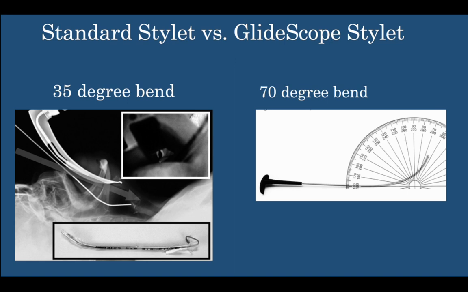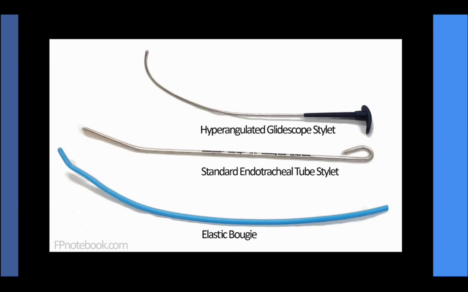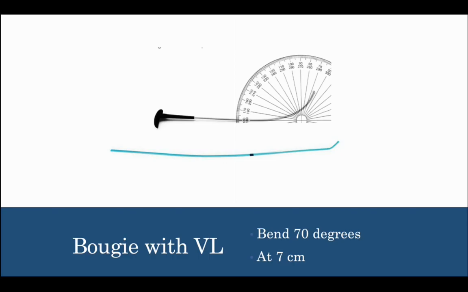With a video laryngoscope that's hyperangulated, you will need a stylet that's hyperangulated, that is also bent at about 70 degrees. Now these are rigid, they are not meant to be malleable, so don't bend them. So just to give you some reference here, hyperangulated stylet versus your standard hockey stick versus your bougie, these are all very different geometries.